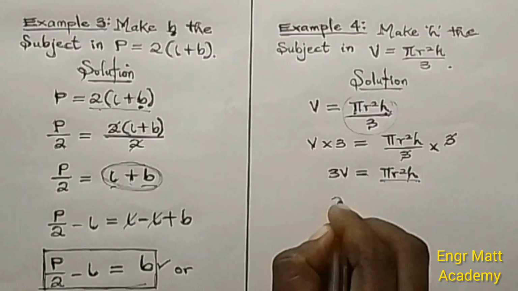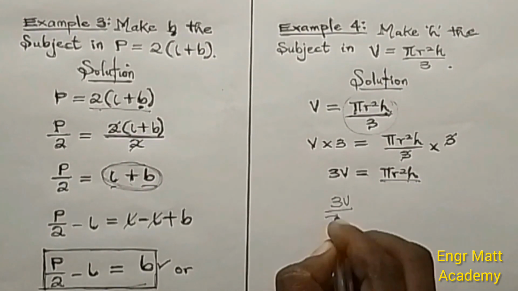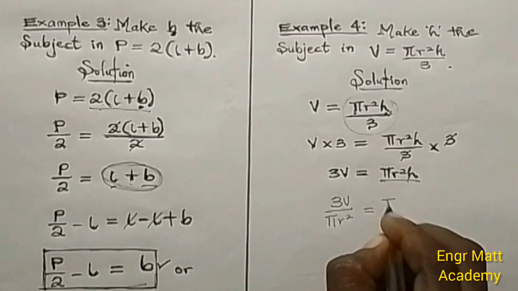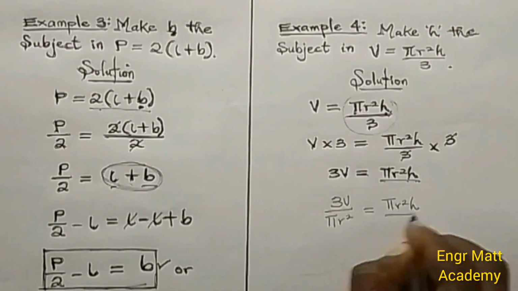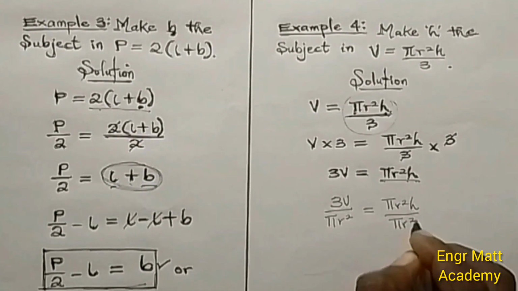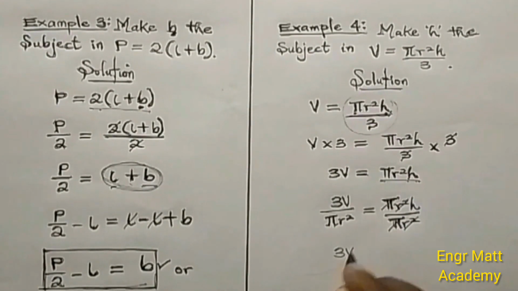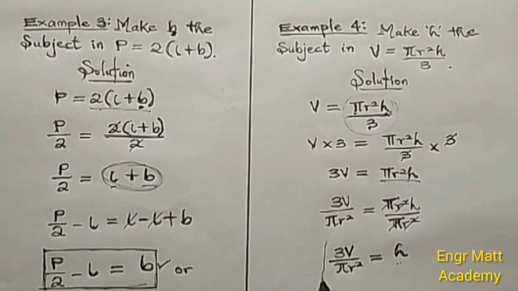That is 3V divided by pi r squared equals pi r squared h divided by pi r squared. Pi will cancel out pi, r squared, we cancel out r squared. And what do we have left? We have 3V over pi r squared equals h. Now that h is standing alone, our work is done. H is now the subject of the formula.